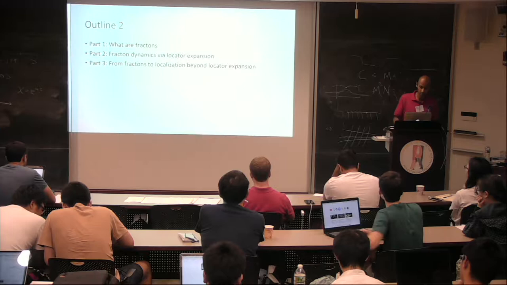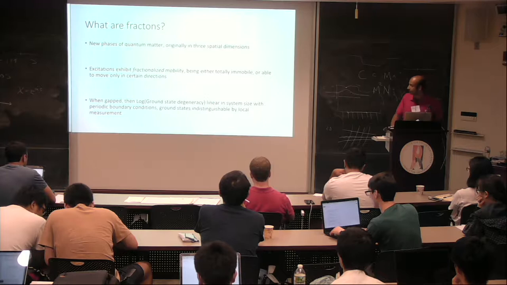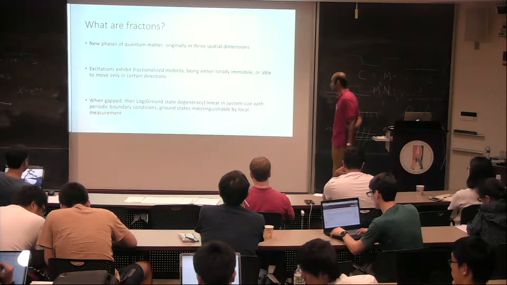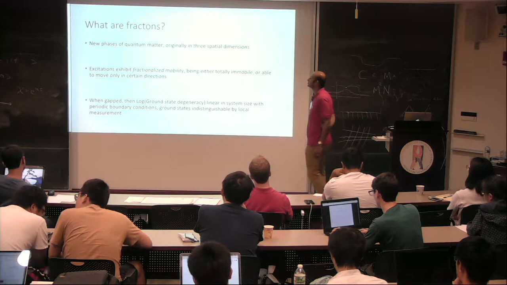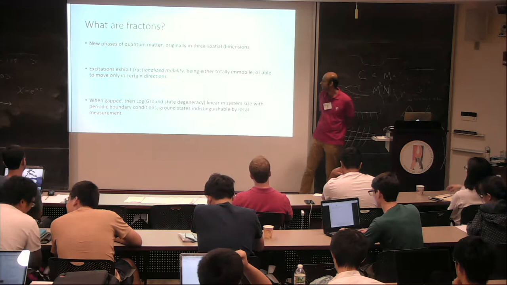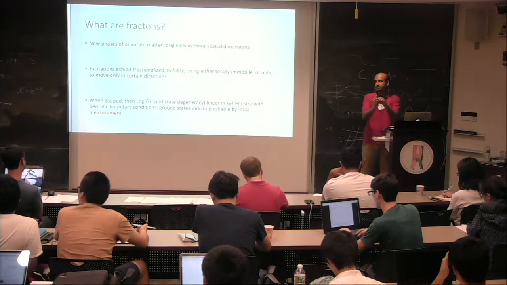So what are fractons? Well, these are new phases of quantum matter, originally in three space dimensions, although now we know they can exist in two space dimensions also. Whether they can exist in one dimension is still an open question. The key property of fractons is that the excitations exhibit fractionalized mobility. Either they're completely immobile or they're only able to move in certain directions. But it's fractionalized because if you take multiple elementary excitations and put them together, then you have a composite excitation which is fully mobile and able to move freely.